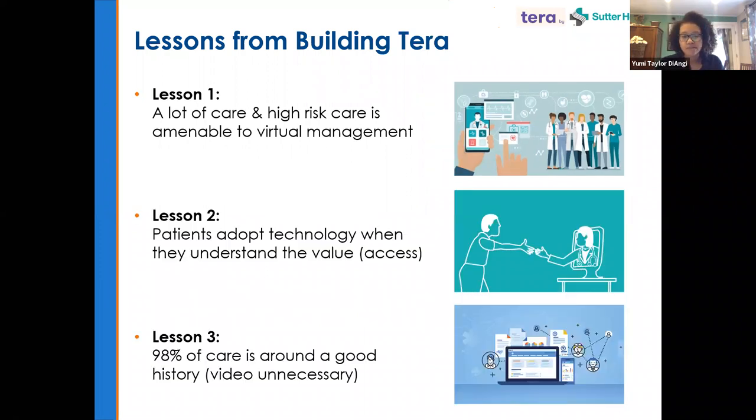All right, and then the third piece is we've found that 98% of care is around a good history. And actually we don't need the video component, it is that audio component. Now, that being said, where video adds a lot of value is from the musculoskeletal exam. I saw questions about that. In particular, I've found that I've done the musculoskeletal exam differently over video than I had ever done in person in traditional care. Particularly, I found it's a great way to triage next steps.